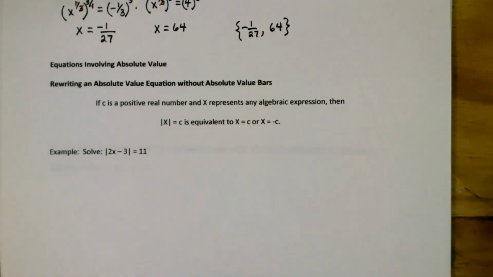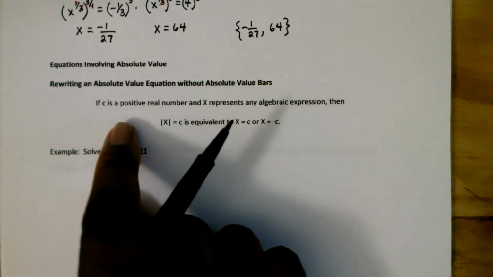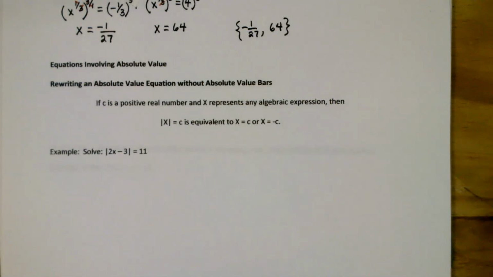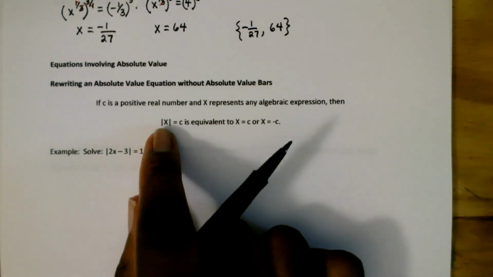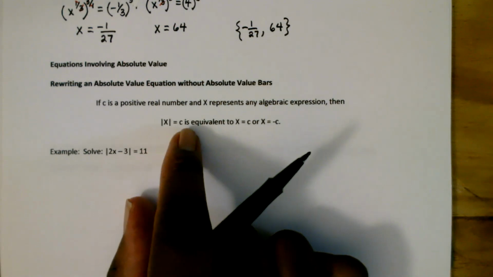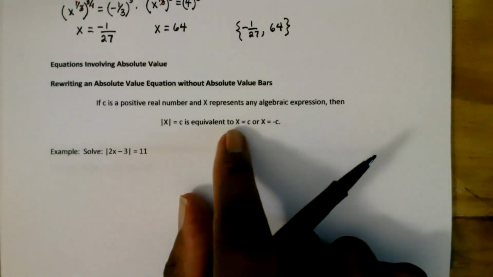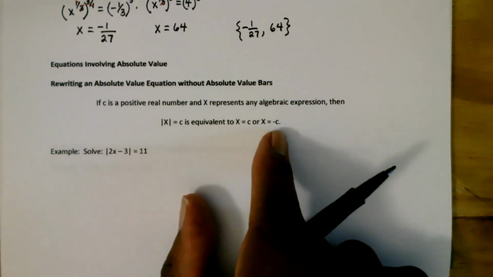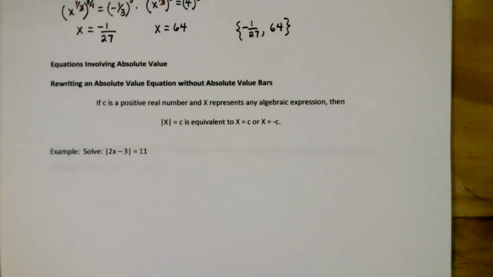So the way we're going to rewrite an absolute value equation without the absolute value bars is going to be this. If C is a positive real number and capital letter X is any algebraic expression, then the absolute value of X equaling C is going to be equivalent to this: X is equal to C, or X is equal to negative C. You'll have two equations to write. Each equation you'll solve for X.